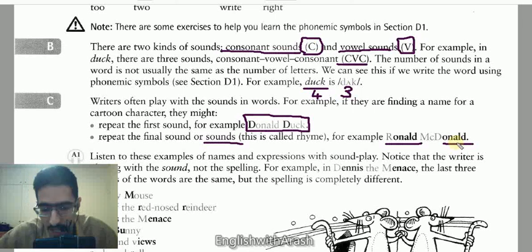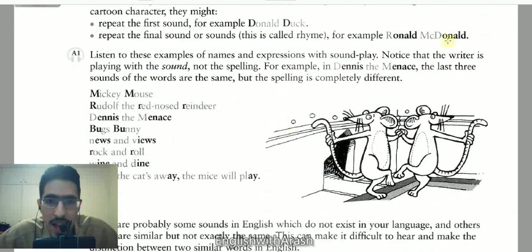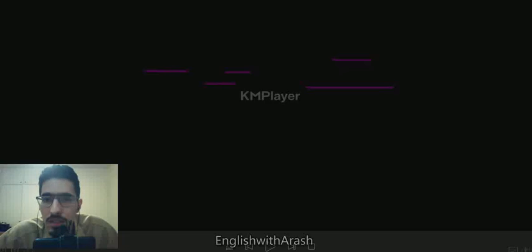Yes, Ronald McDonald. So, to get that rhyme, they usually use the same vowels. They're like the same vowel sounds. Ronald McDonald or Donald Duck. So let me move on. Listen to these examples of names and expressions with sound play. Notice that the writer is playing with the sound, not the spelling. For example, in Dennis the Menace, the last 3 sounds of the words are the same, but the spelling is completely different. So let me see if I can get that for you.